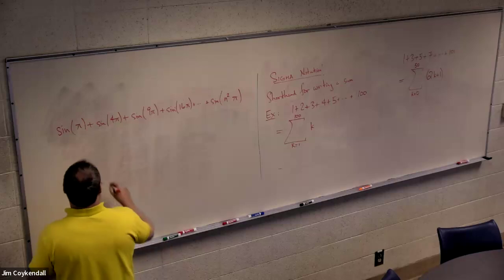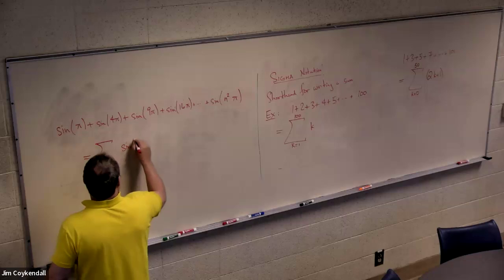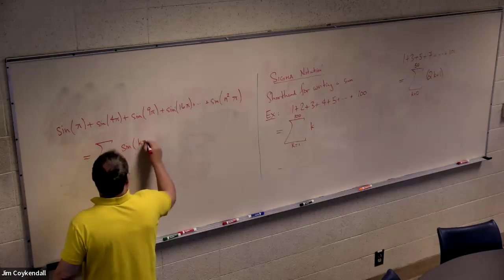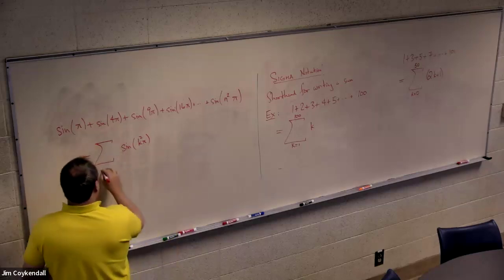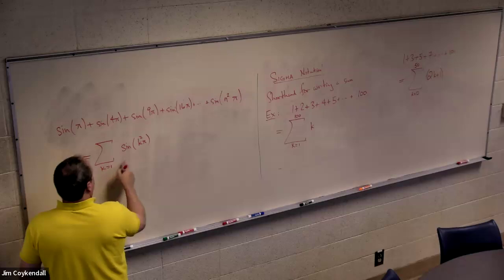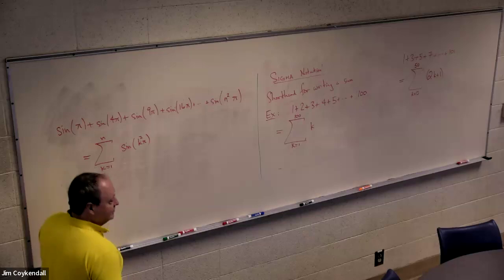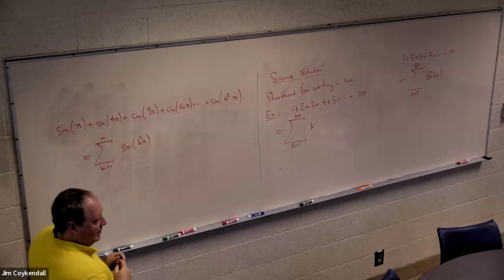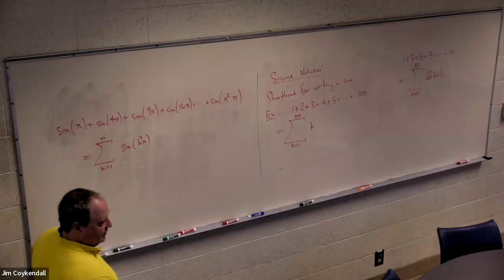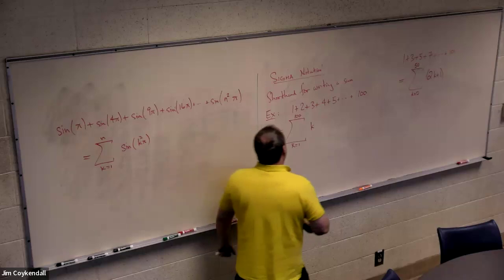I might write this as the sum of sine of k squared pi, where k starts at 1 and keeps counting up 1, 2, 3, and it ends up at n. Right, okay. This notation will be useful a lot. You'll see it a lot here and in later courses.